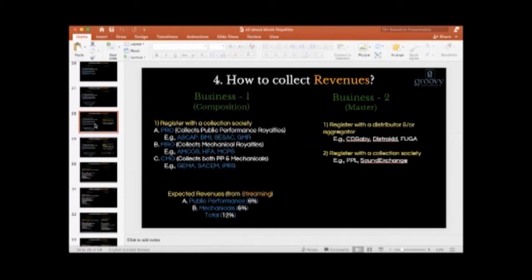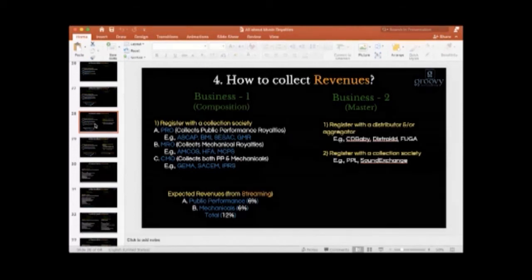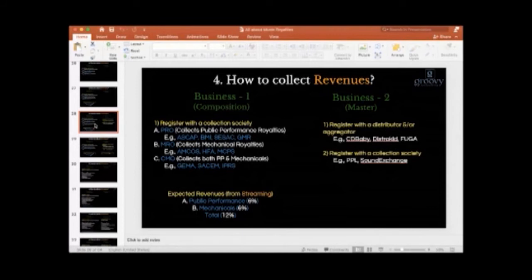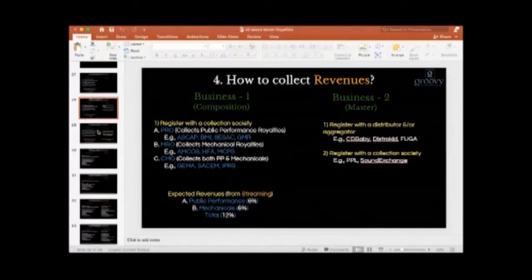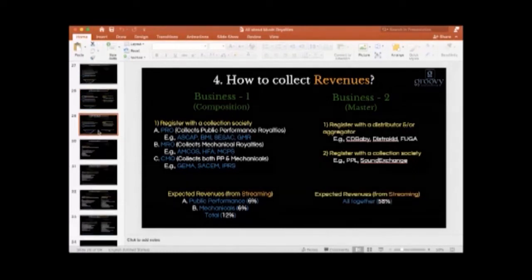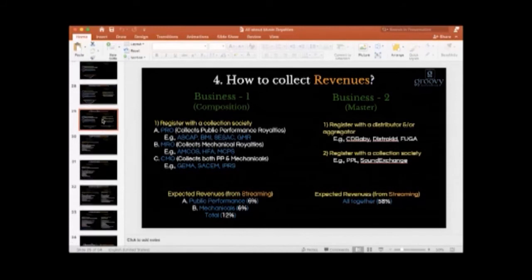You register with a distributor and/or aggregator. These are services and organizations who help you distribute your music to the right streaming service. You also have to get registered with the collection society, such as PPL and SoundExchange, especially if you're not the featured artist, if you're the non-featured artist or the session musicians. Additionally, the expected revenues from streaming, in a sense, would be 58 cents on the dollar.